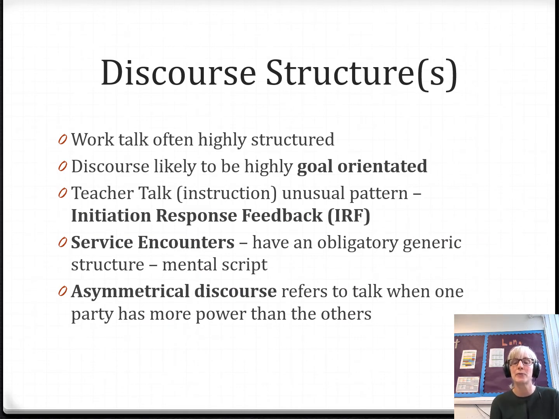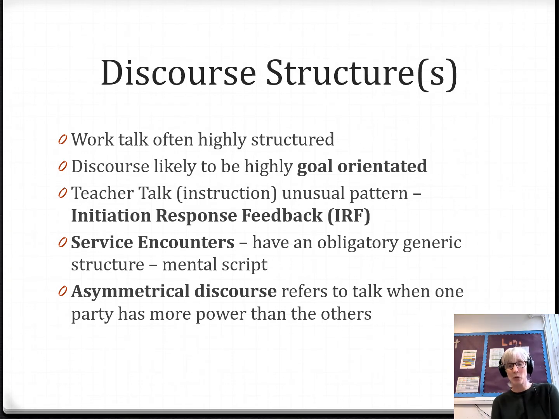The other language level that's important when we look at language and occupation is these very unusual discourse structures that you only get in occupational settings. Work talk, talking at work, is often highly structured, either talking amongst professionals or talking to outsiders. Discourse is likely to be highly goal orientated. So unlike normal conversation, spontaneous conversation between friends and family and even strangers on a bus, this talk has got a goal, it's got an aim that participants are going towards.